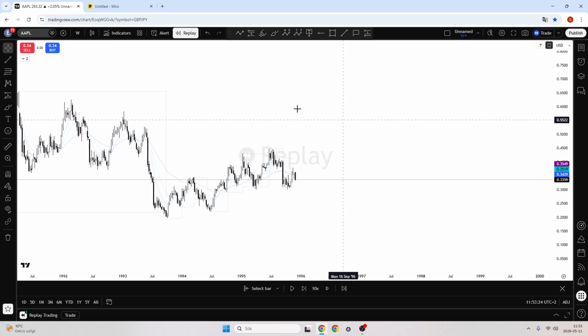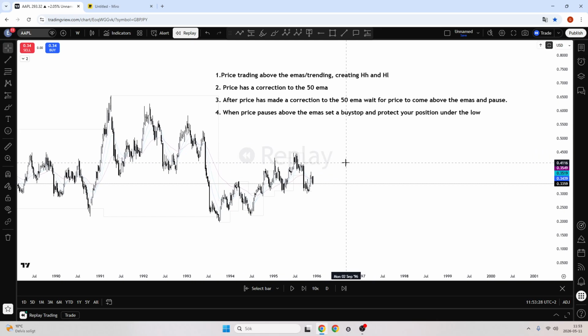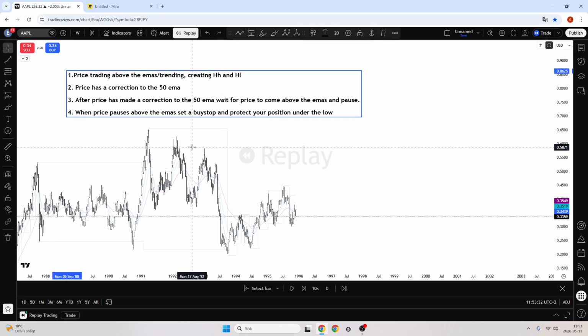In my previous video we talked about a rule set that we followed, how we can create a system for ourselves. The rules and the criteria for a trade were that price is trading above the EMAs, always trending, creating higher highs and higher lows. What I mean by that is the history proves that. After that, price has a correction to the 50 EMA, and after price has made a correction to the 50 EMA, wait for price to come above the EMAs and pass. And when price passes like that, we simply take a buy stop and protect under that pass.